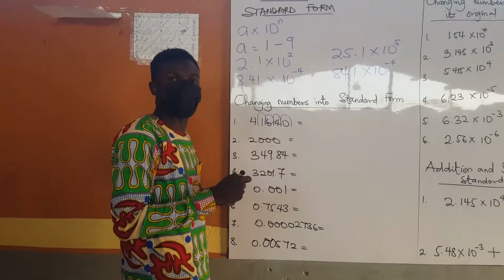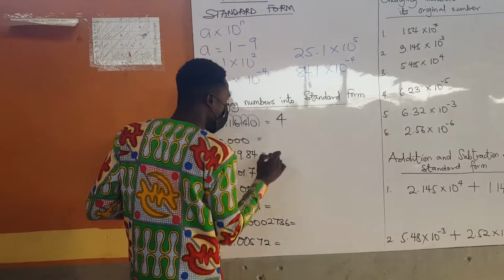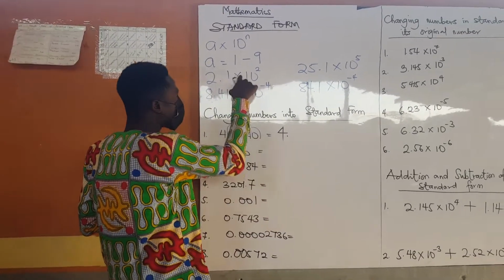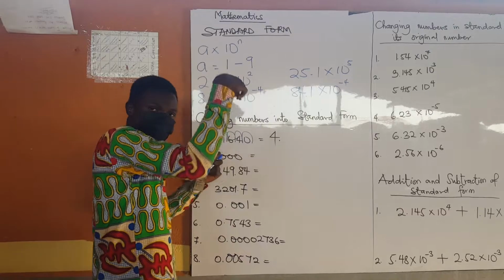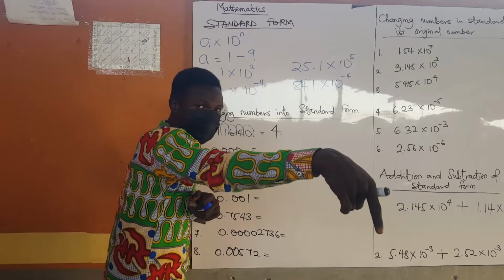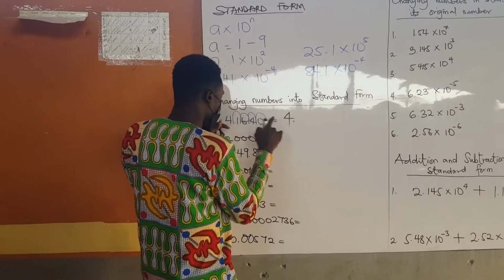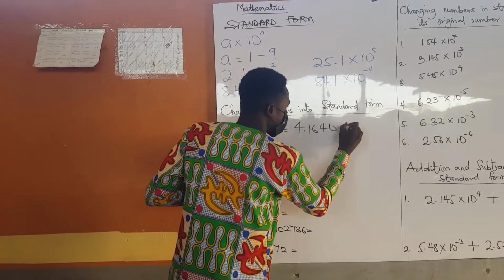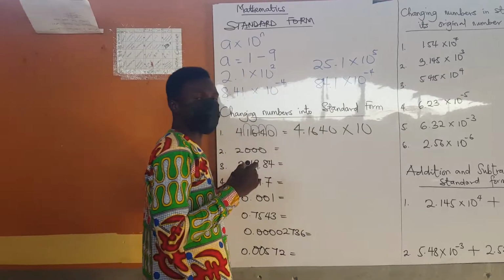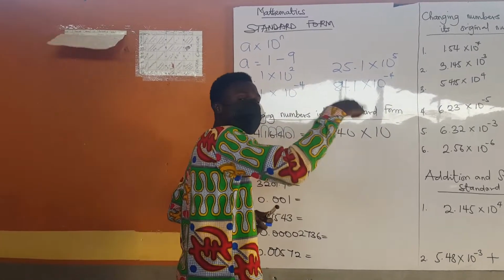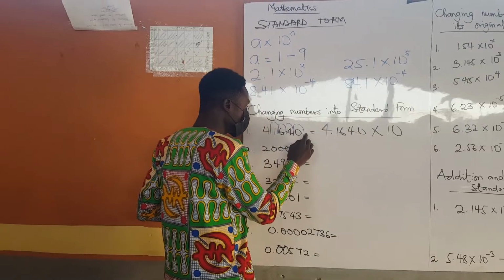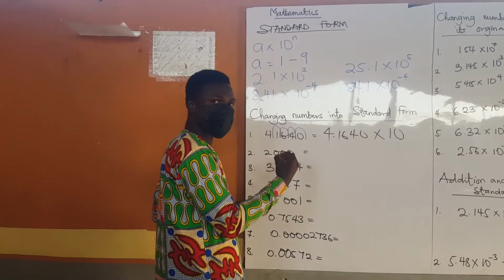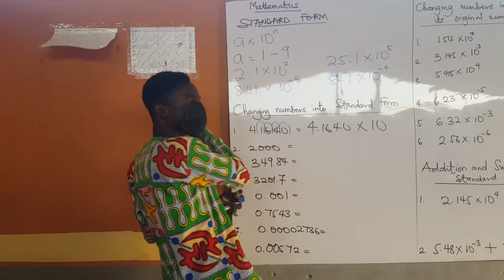So this in standard form is going to give me 4 point. Now this 4, I can locate in 1 to 9. So I'm going to get 4.1640 times 10 raised to the power. How many times did we move? We moved 1, 2, 3, 4 times. And you can see that when we were moving, we moved in this direction.